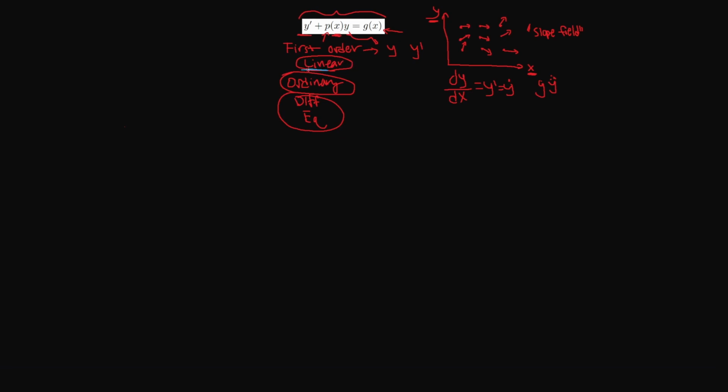So we are talking about linear in y. All of the y's are only y's multiplied by something that is not y. So we have y prime, in this case it's not multiplied by anything, and then we have y, which is multiplied by p of x. The key is that this p of x does not depend on y.